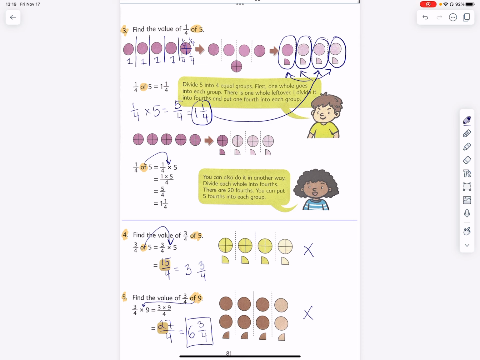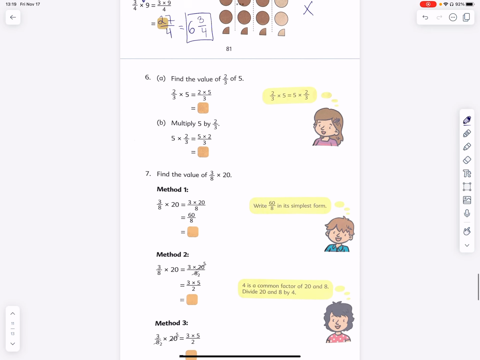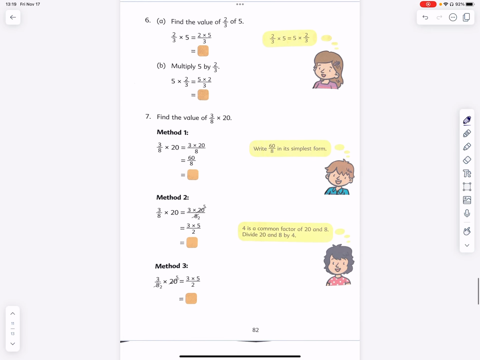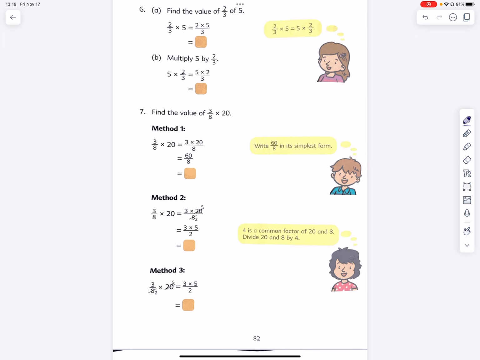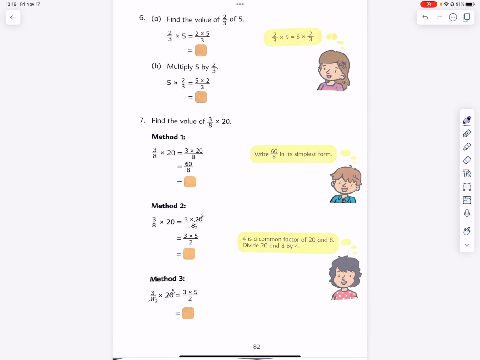Okay, now let's continue practicing. Let's flip to page 82. Again, look at numbers 6 and 7. Find the value of 2/3 of 5. Find the value of 3/8 of 20, okay? Let's look at these examples.